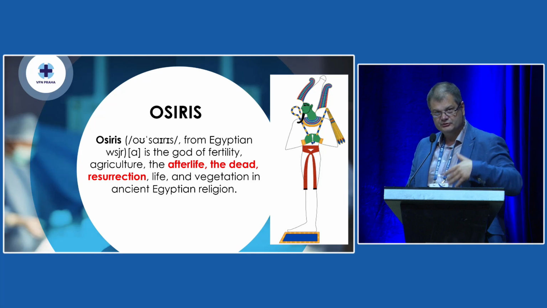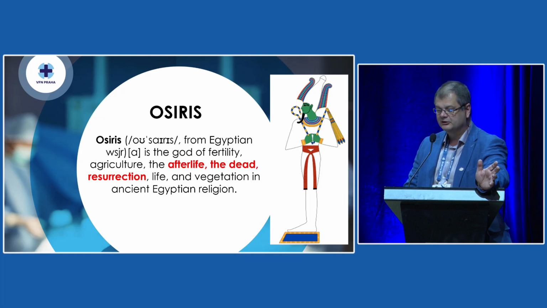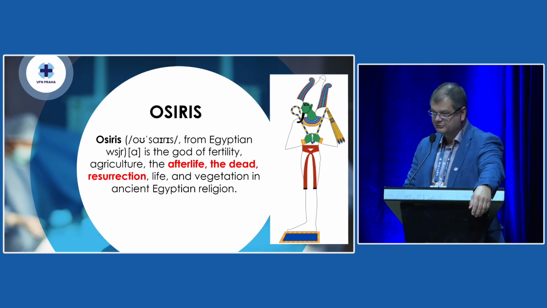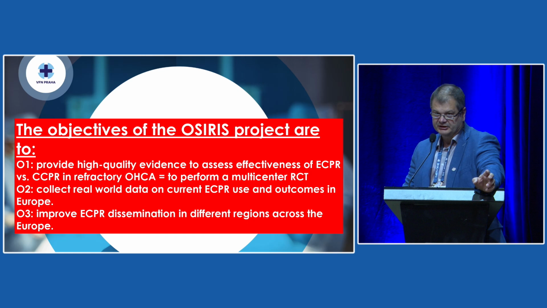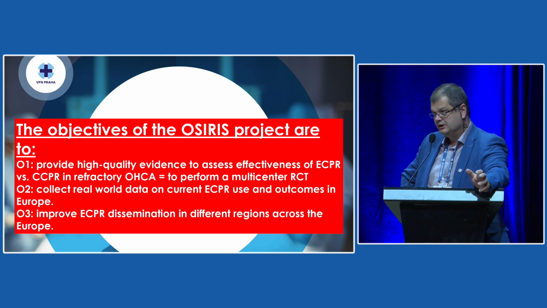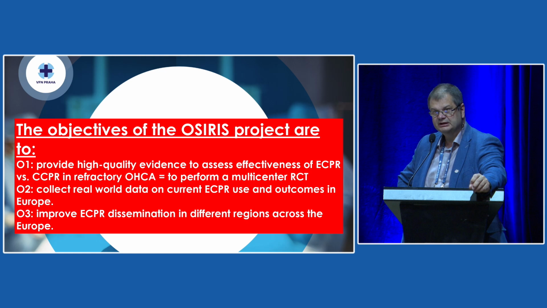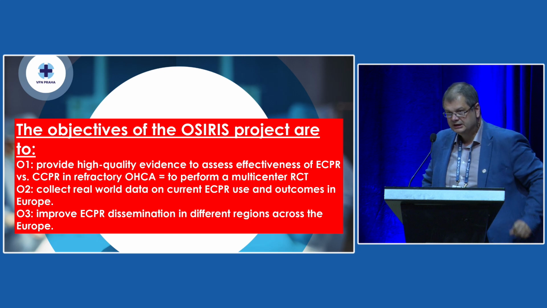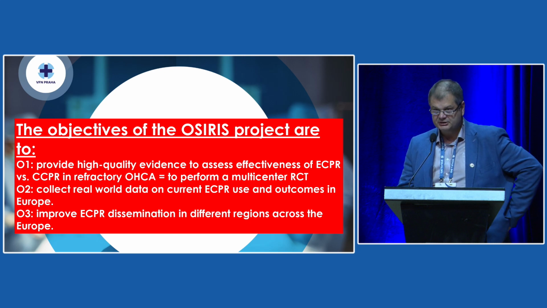So why Osiris? Osiris is an Egyptian god of many things, but mainly afterlife, the dead, and the resurrection. So therefore, this is the name of the project. The project is kind of large, and has three major objectives. What we have discussed here in this Congress repeatedly, that we need a randomized controlled trial, multicentric, well-performed, with a robust methodology to provide trustworthy data.